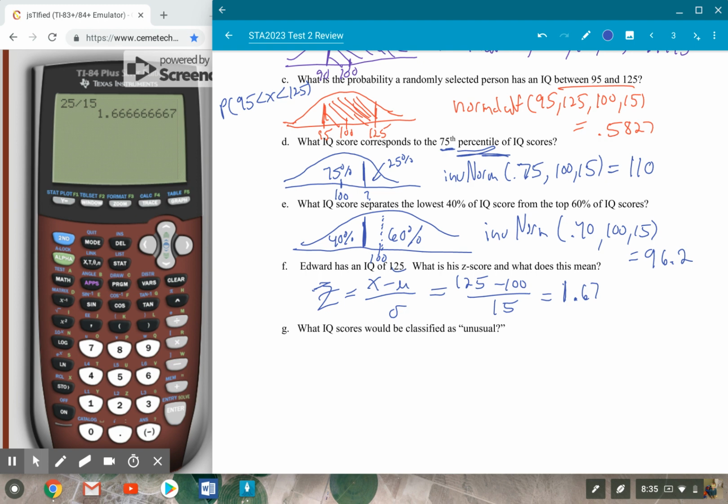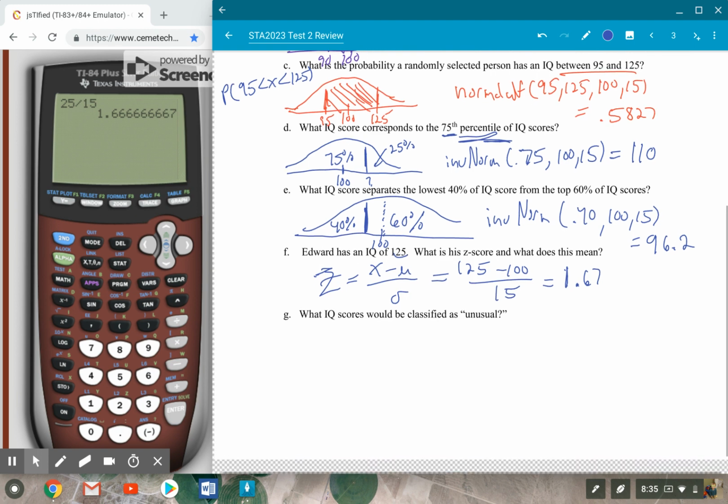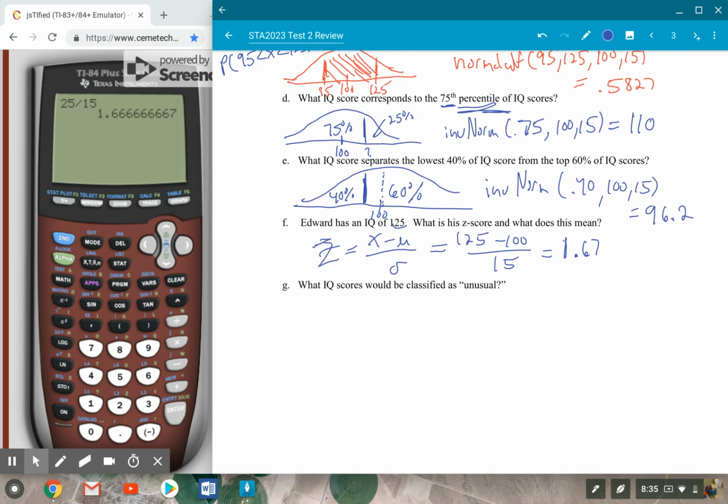And final question on the review to get ready for the test. What IQ scores would be classified as unusual? So to be classified as unusual in the normal distribution, you have to be 2 or more standard deviations from the mean. So on my normal curve, my bell-shaped curve, we'd have 100 in the middle. One standard deviation above will be 115 because the standard deviation was 15. So 2 standard deviations will be 130. So 130 and above would be classified as unusually high.